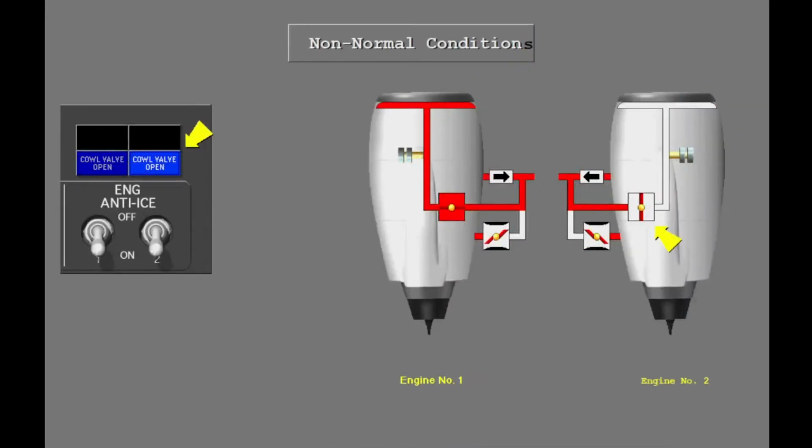Let's now look at some non-normal conditions with the number 2 engine. If the cowl valve open light remains illuminated bright when the engine anti-ice is turned on, the valve has remained in the closed position. Icing conditions should be avoided.